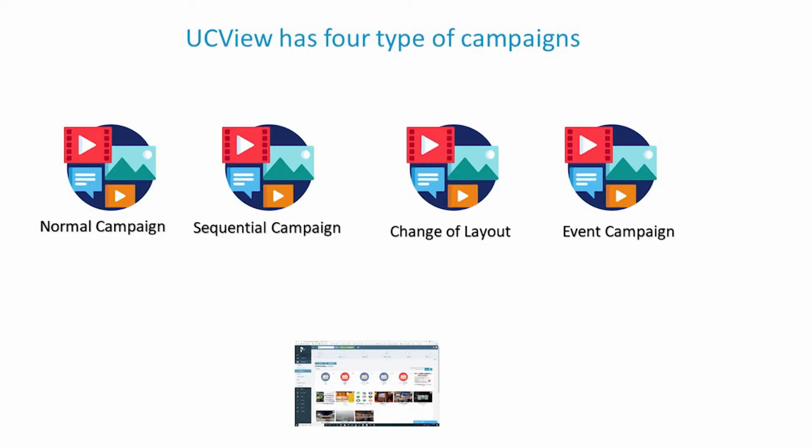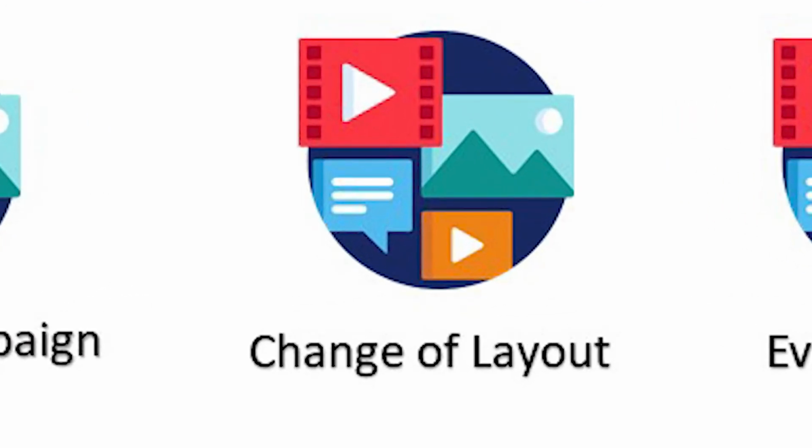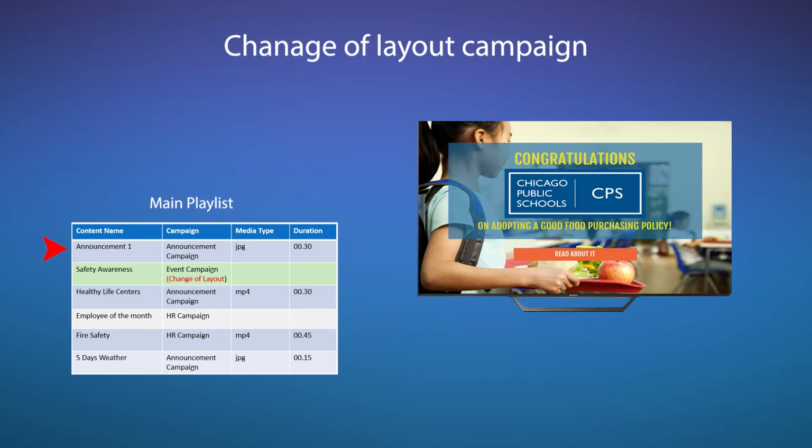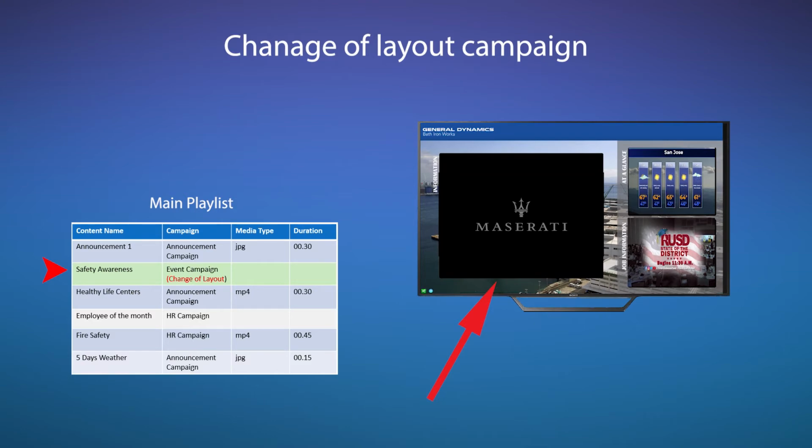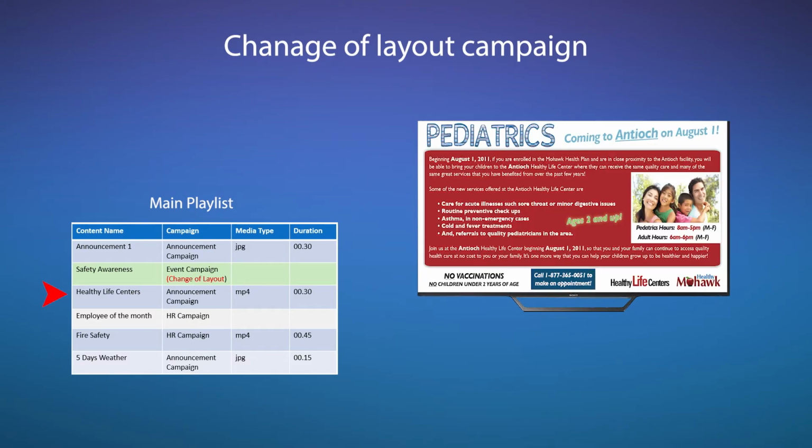Change of layout campaign. Change of layout campaign, or mini loop, is the ability to enclose the entire playlist in a different layout and trigger it in a specific spot within your playlist.